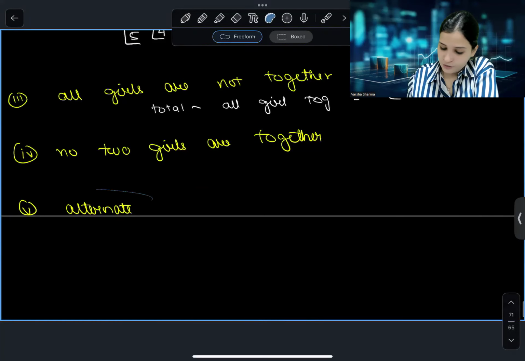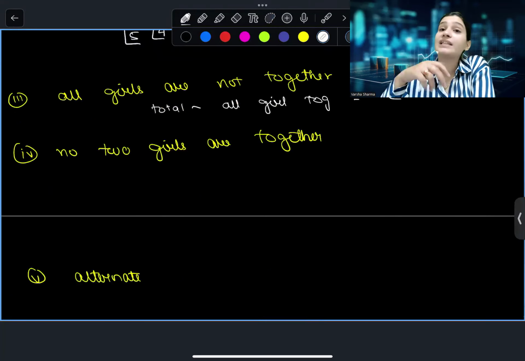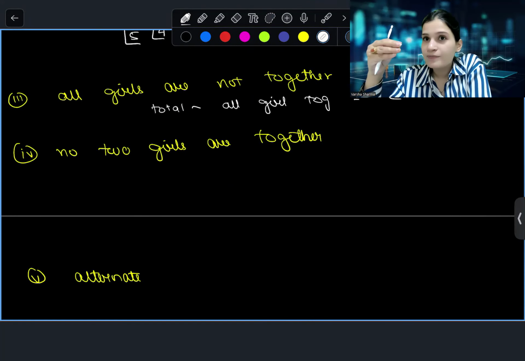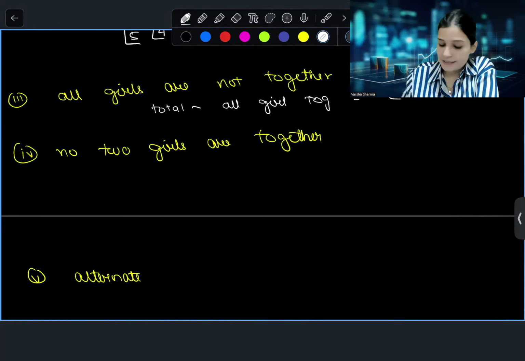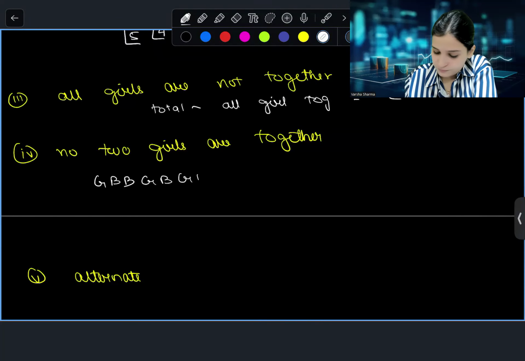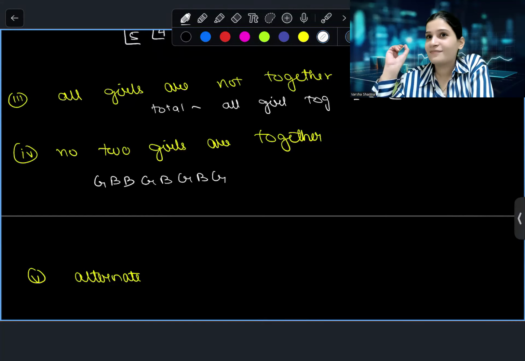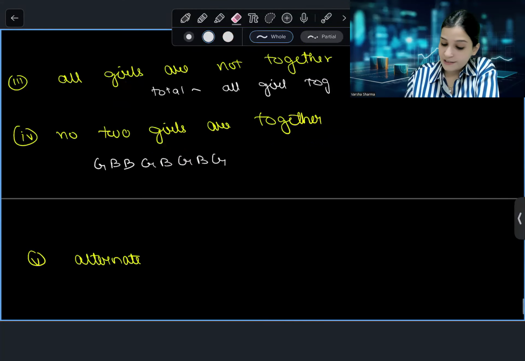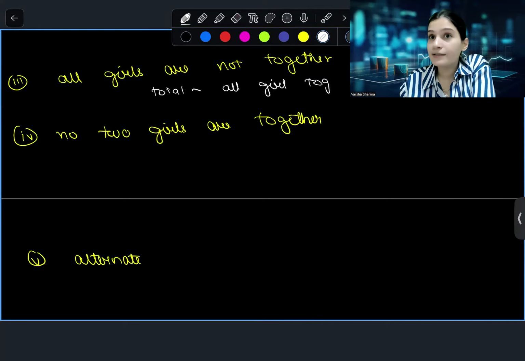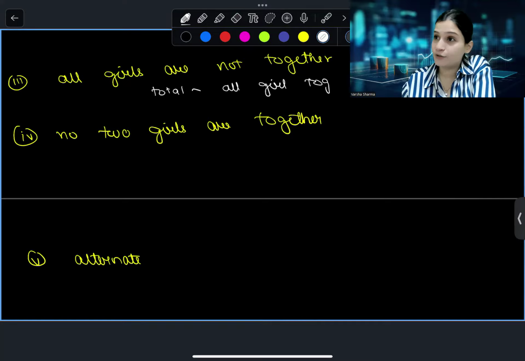No 2 girls are together. That means I have a problem with any 2 girls sitting together. That means between 2 girls, there should be a boy. Do I have a problem with 2 boys sitting together? No. This can happen. This is allowed. But girls being together is not allowed. So it's not alternate. Options 4 and 5 are not the same. I have a problem with only girls sitting together. I don't have a problem with boys sitting together.